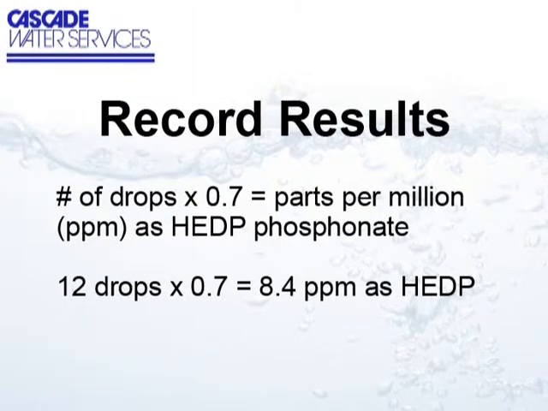Since each drop is equivalent to 0.7 parts per million as HEDP phosphonate, our sample contains 8.4 parts per million as HEDP. For best results, periodically correlate this result using a digestion. This concludes the demonstration of the organophosphate drop count test kit.